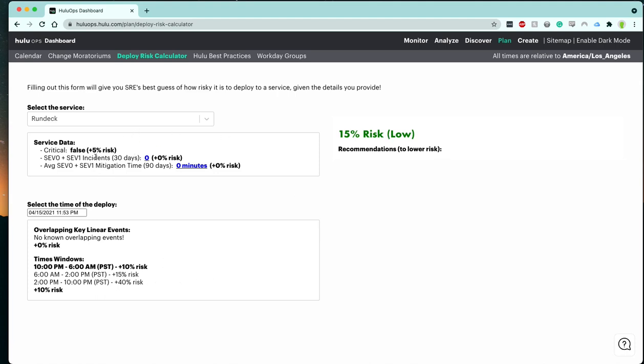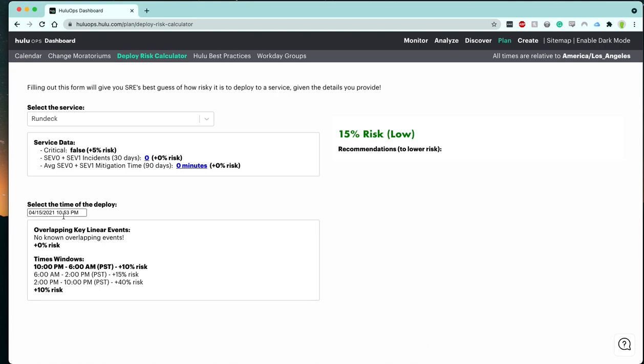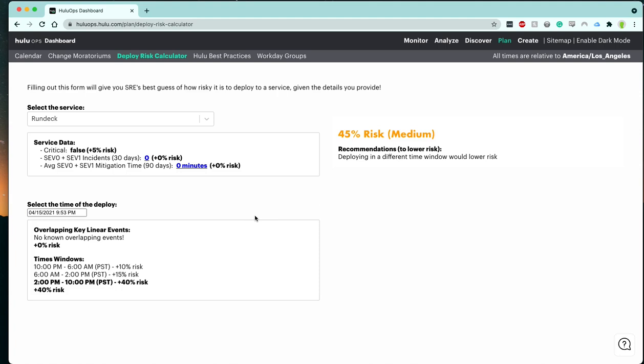There's an inherent risk here. Because it's a false, it's +5. If it was true, then it's more. And then you have the 10% risk. That's as low as you can get. This is a really good time. And you can play with this, right? So if you were thinking about deploying tomorrow, if I wanted to deploy at 9, 9 gets into prime time still on the West Coast, and so your risk profile increases.